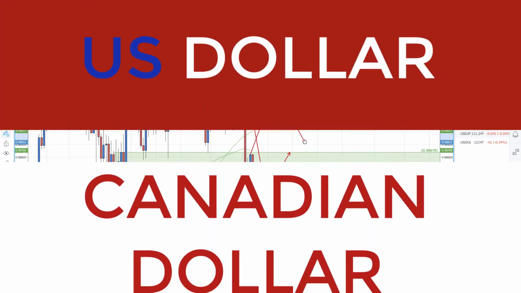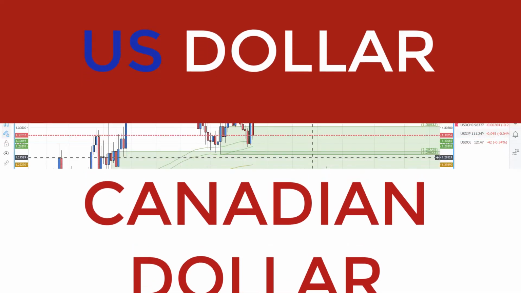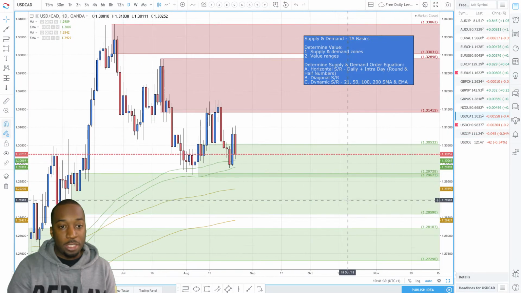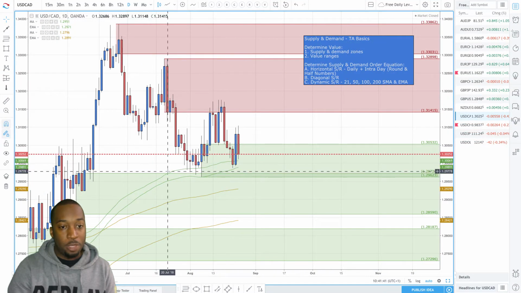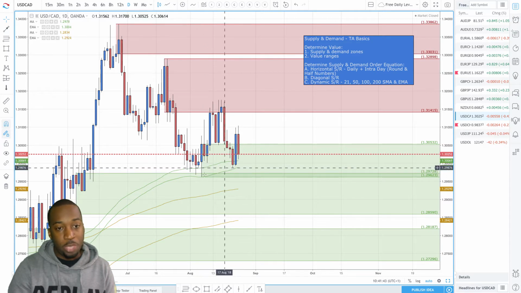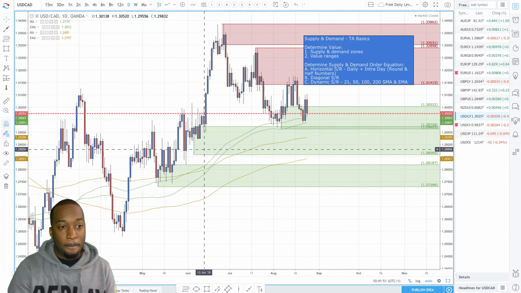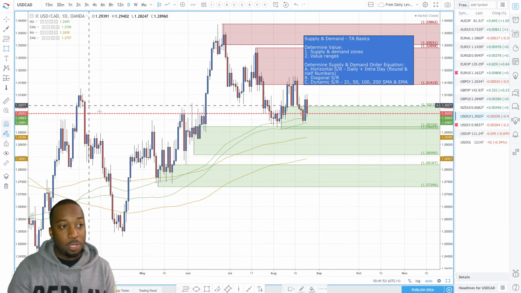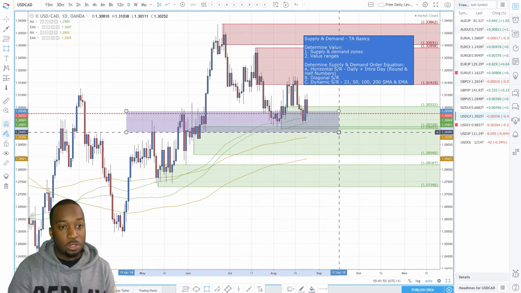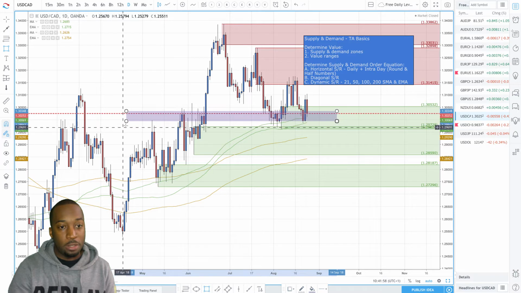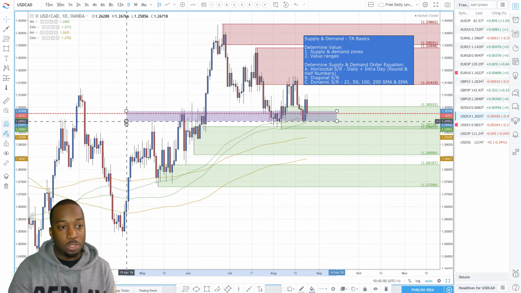Moving forward to the dollar CAD. We have this area. We came into this demand zone last week, and you can see we bounced off the 100 EMA and SMA right here. Again, we had a bit of support and resistance from that level, resistance. In fact, that was a bit of a false breakout, so you can move that as well.